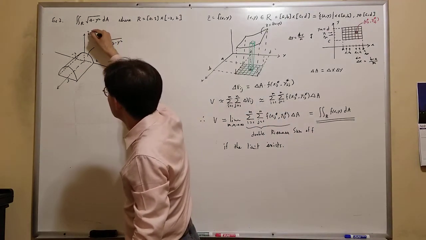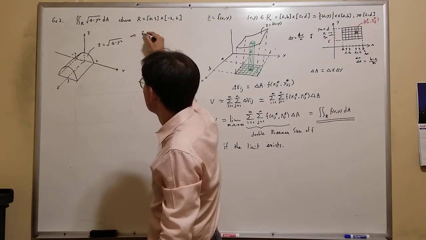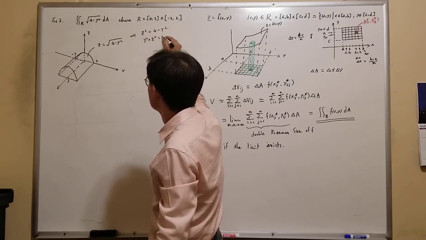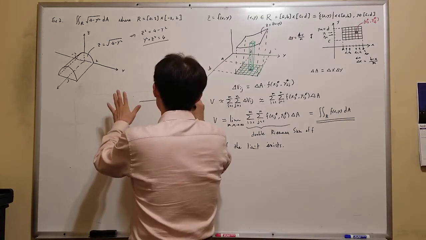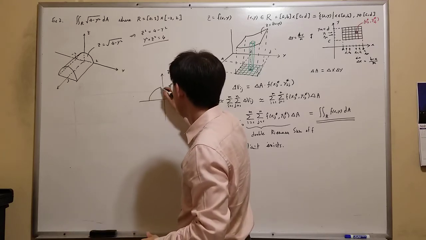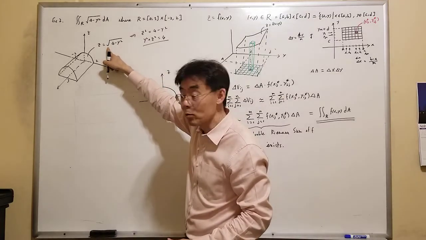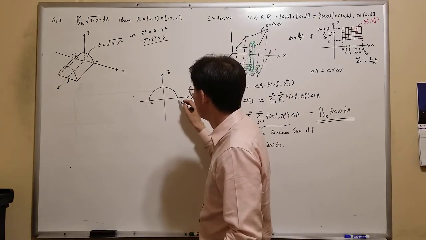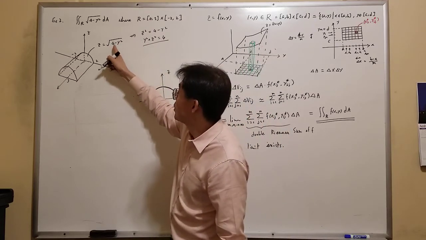Now, what kind of graph is this? If you square both sides, you get, on the YZ plane, an upper semicircle, right? This is a circle equation, but this one is the positive square root. So z is greater than or equal to 0. So minus 2 and 2. Good, that one.